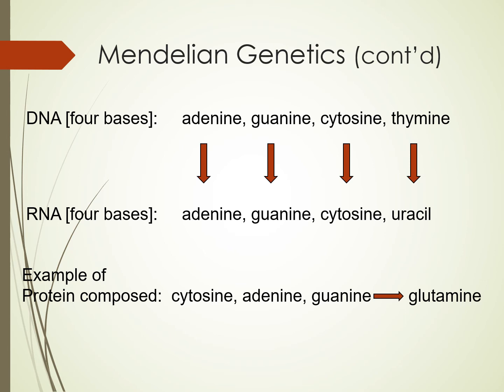But here's the same kind of thing with a different visual that is potentially helpful or not, and just this example of the protein that's composed. So if what I've coded for from my DNA to my RNA are these three bases, cytosine, adenine, and guanine, those three bases are going to code for the amino acid glutamine, and we're going to put these amino acids together to form a particular kind of protein in the body.